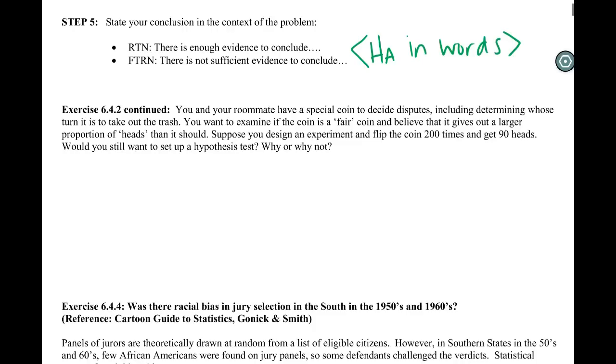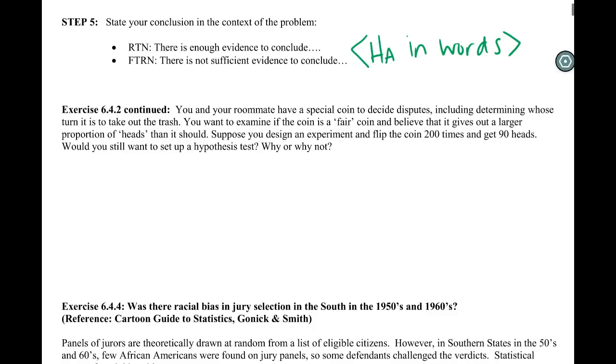We're never going to talk about the fair coin example. We're never going to say anything about a fair coin. We're just going to say, there wasn't the evidence to prove that the coin wasn't fair or that the coin was giving out more heads. Never say the coin is fair. We'll never mention our null hypothesis, our initial assumption.